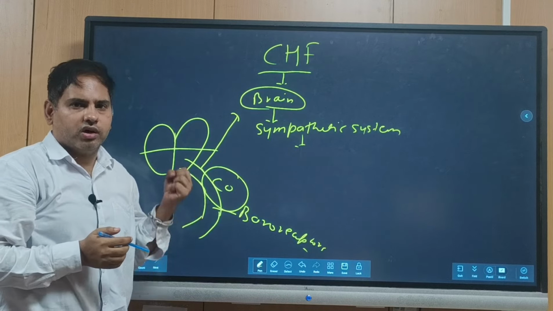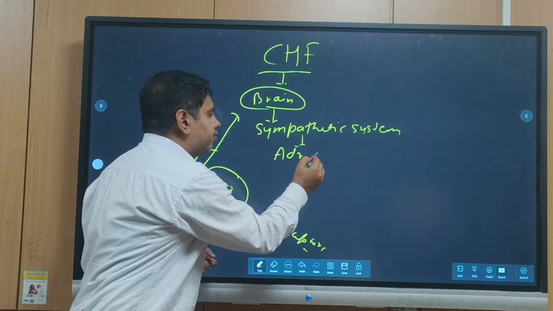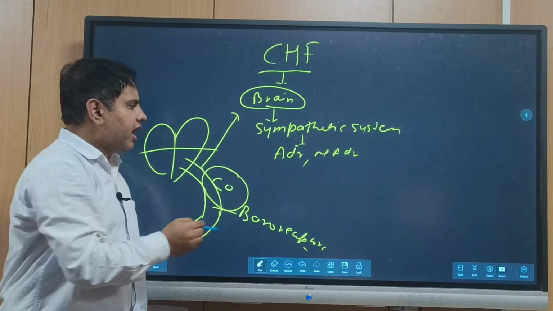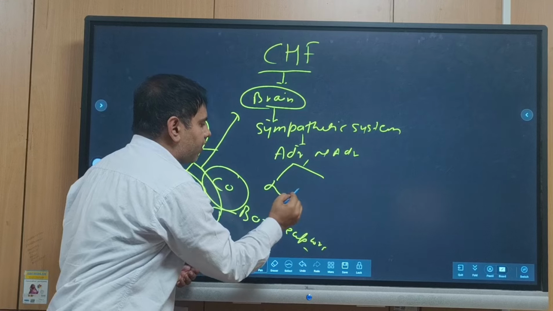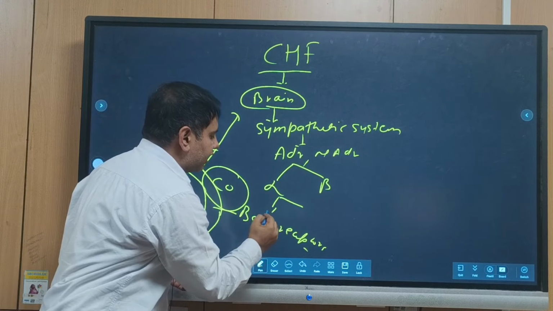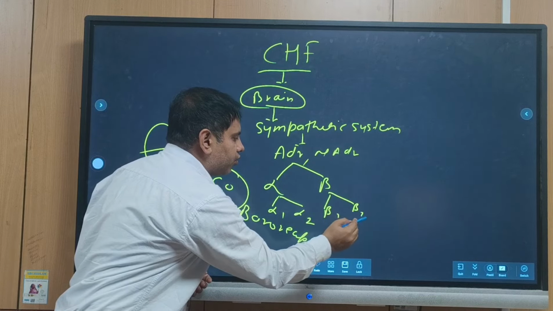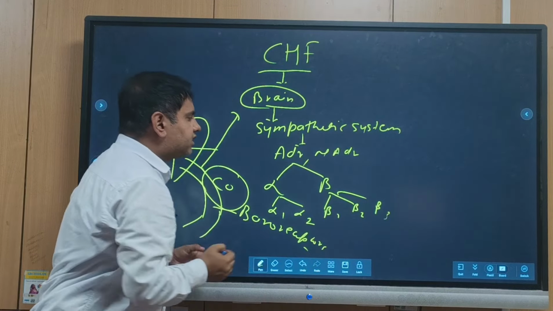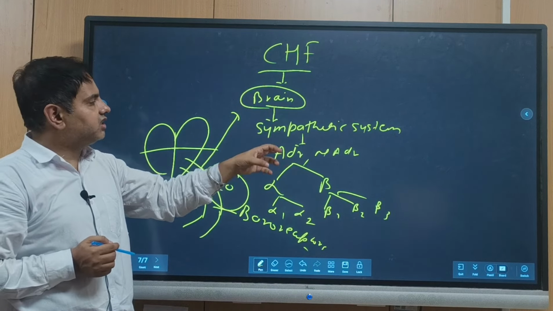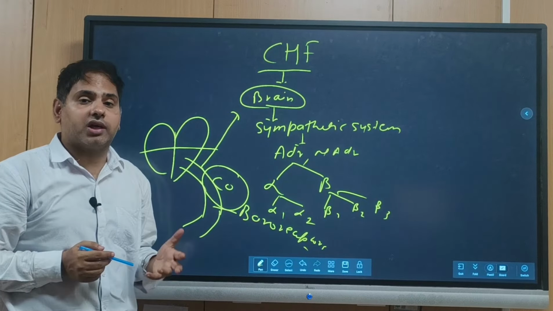During the activation of sympathetic systems, there is a release of adrenaline and noradrenaline, right? We already discussed that they have receptors all over the body. These receptors are of two types, alpha and beta. Alpha is further categorized into alpha 1, alpha 2. Beta is further categorized into beta 1, beta 2 and beta 3.